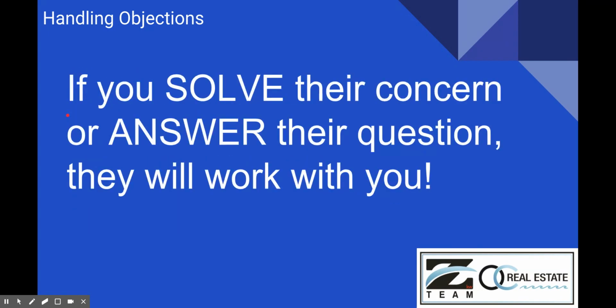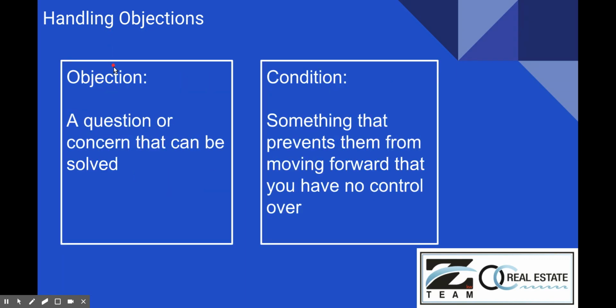Here's the good news. When a customer gives you an objection, if you solve their concern or answer their question, they will work with you. It's really as simple as this. If you solve the customer's objection or their concern, you overcome the objection. Very simple. Now, what I'm going to teach you how to do in a little bit is how to do that in a very diplomatic way that gets them on your side and in agreement with you.